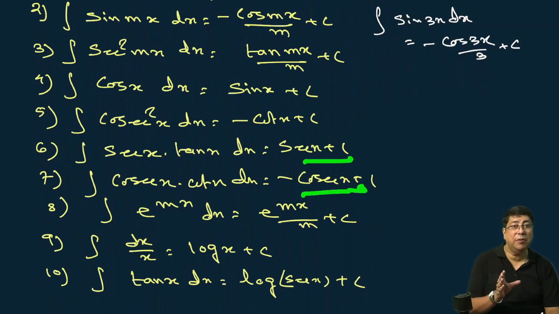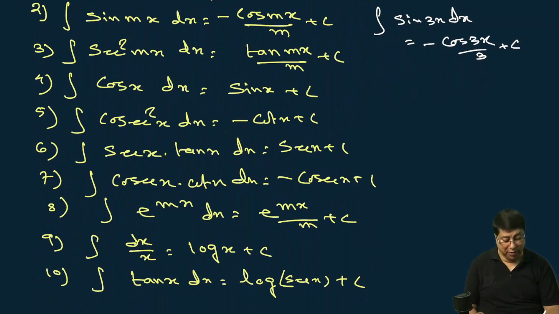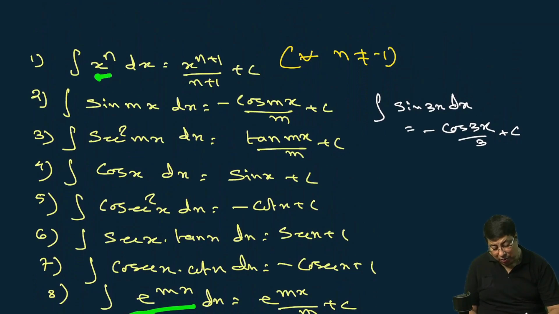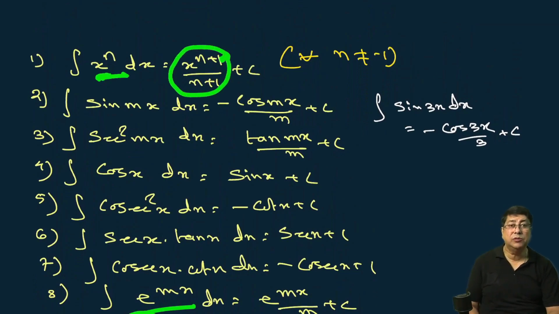So better, everybody, before doing integration, we should have proper preparation and revision on differentiation. Then integration will be more and more comfortable. So e to the power mx, its integration will be e to the power mx by m. dx by x is log x, because the derivative of log x is 1 by x. One thing I want to tell you, that the integration of x to the power n is x to the power n plus 1 by n plus 1. When n equals minus 1, the denominator is not working.